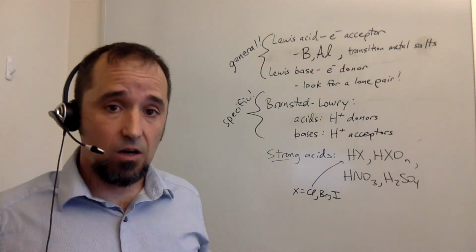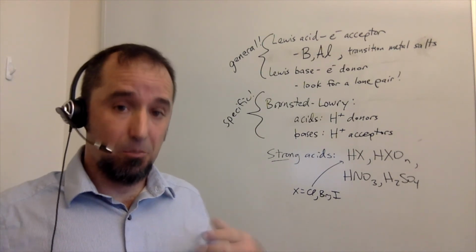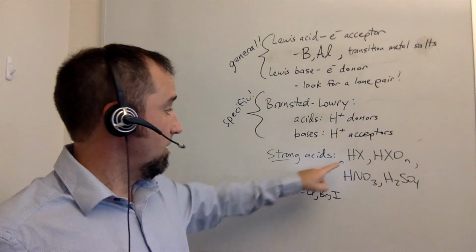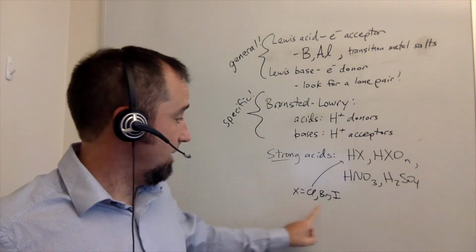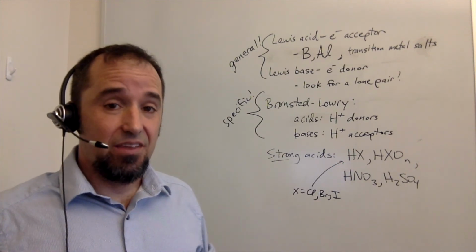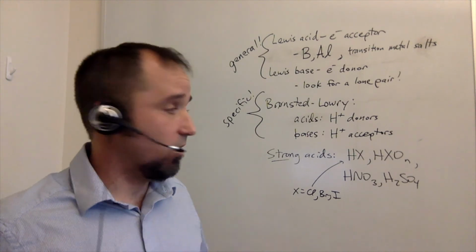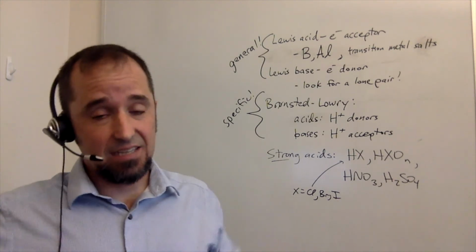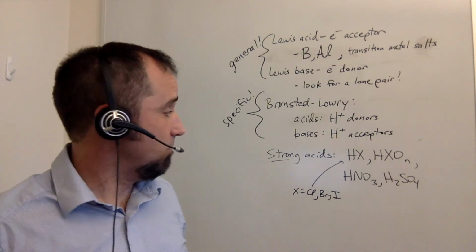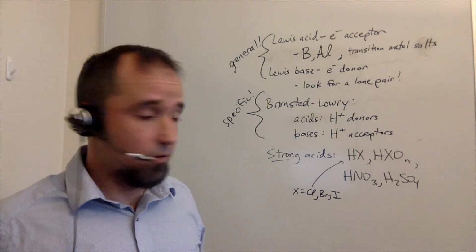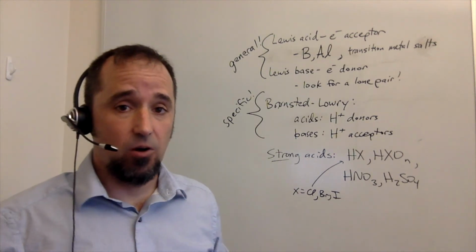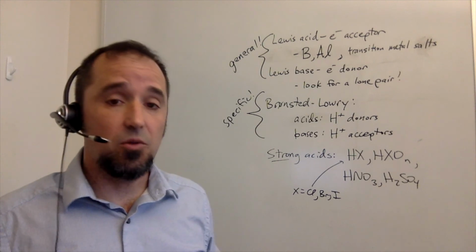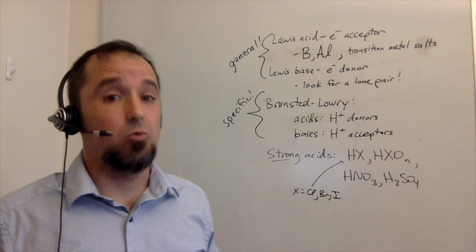The strong Bronsted-Lowry acids that you should commit to memory are what we call HX, so HCl, HBr, HI. The oxidized versions thereof, where there's 3 or 4 oxygens kind of tacked on to that halogen atom. And then the two other big ones are nitric and sulfuric. Very, very strong acids. We'll have to be careful to use them, but they are very useful, so we will use them.